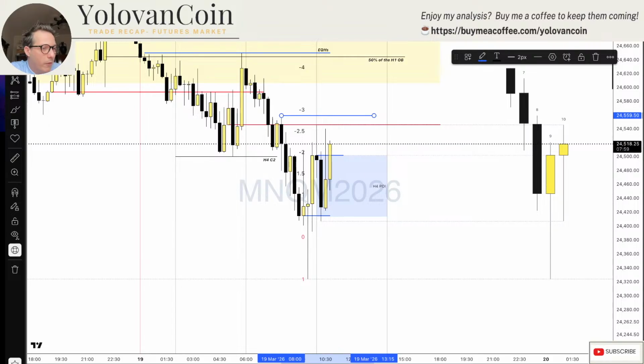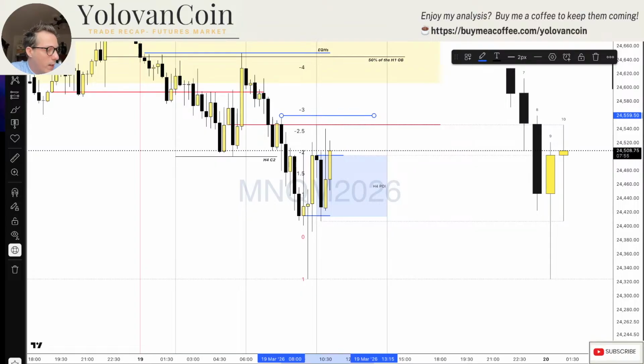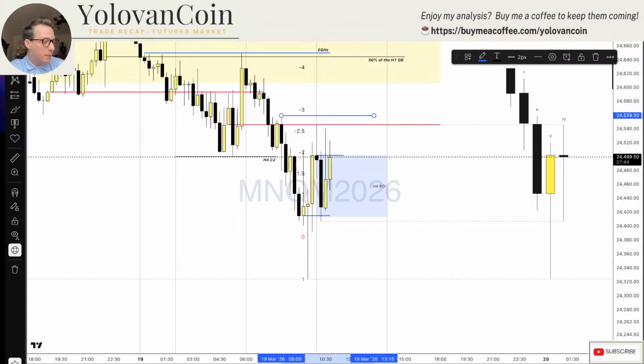Last push before the next candle opens. In that case we won't have a C2 on the 1-hour time frame. So that's why they're pushing so hard, and then they can push higher prices.